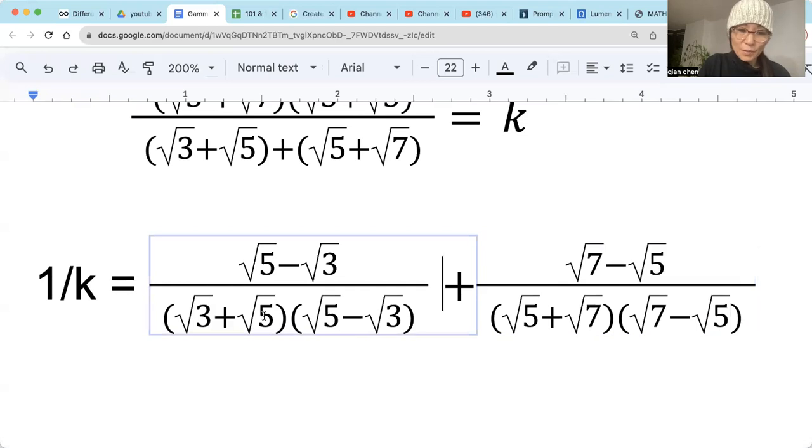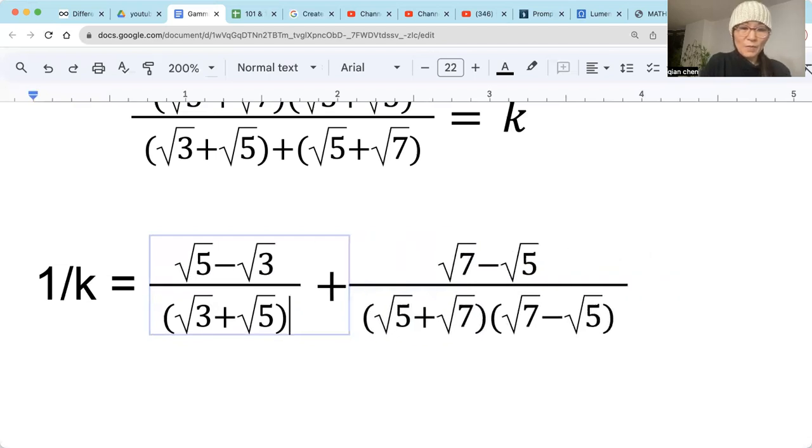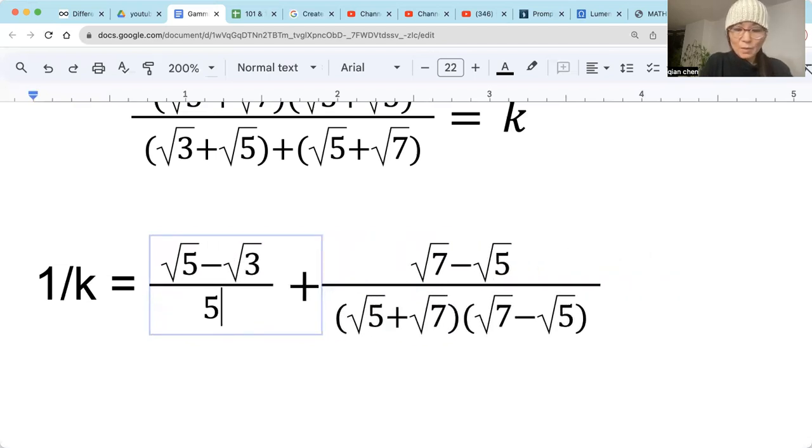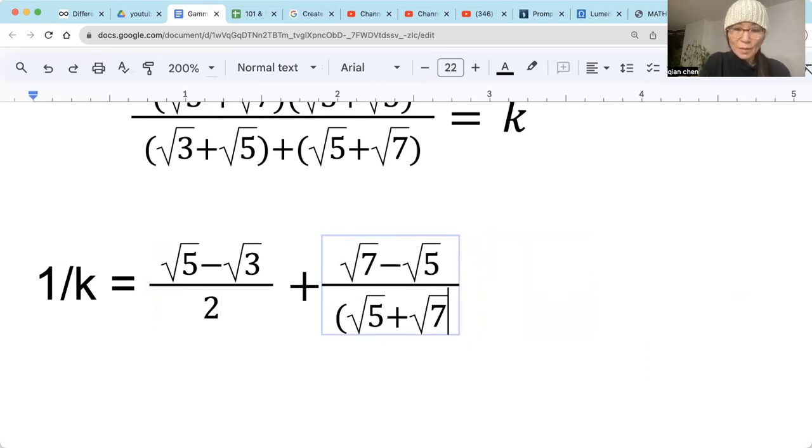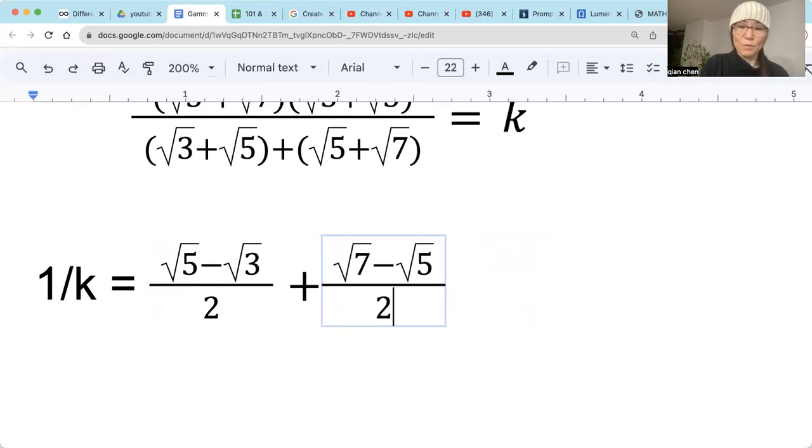This is the difference of 2 squares. The denominator I have a plus b times a minus b form. So that's a squared minus b squared. A is the square root of 5, so when I square it, I just get 5. Minus square root of 3 squared, it's just 3. So the denominator becomes 5 minus 3, which is just 2. Similarly, for this denominator, I have square root of 7 squared minus the square root of 5 squared, which is 7 minus 5, which is also 2.